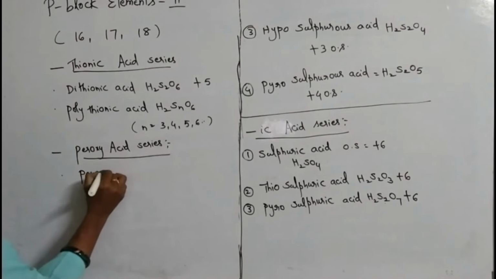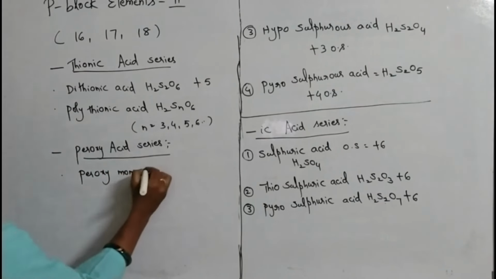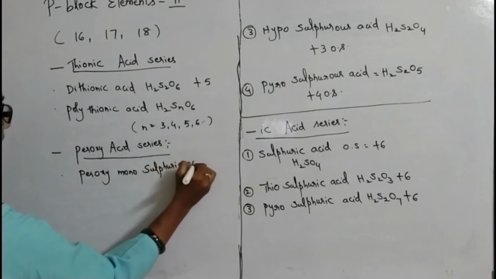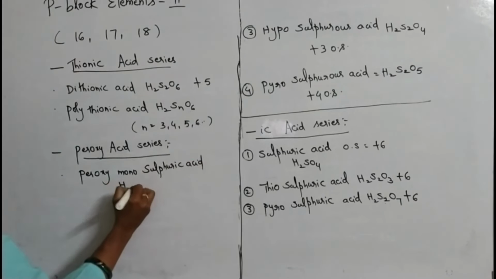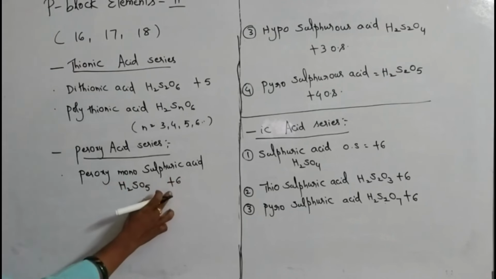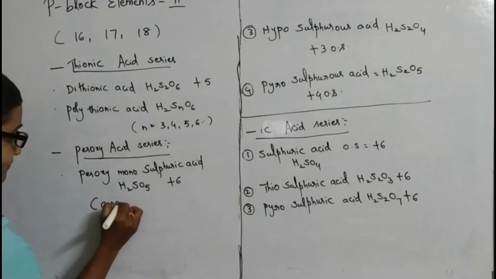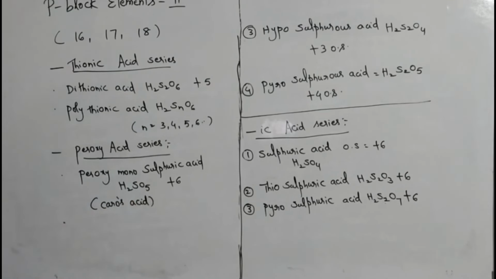In the peroxy acid series, the first one is peroxymonosulfuric acid, formula H2SO5. Here the oxidation state is +6. You call this Caro's acid. And next you have peroxydisulfuric acid.